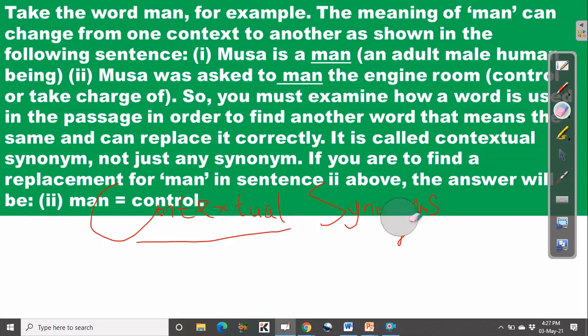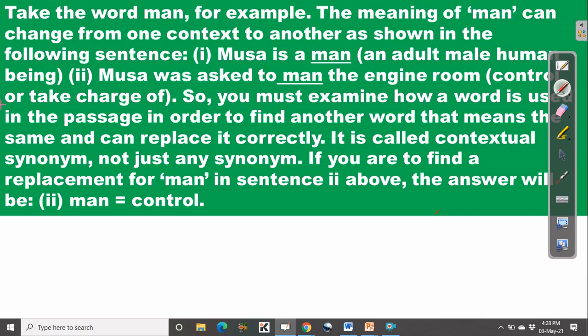Now, let's wipe these marks and we'll be able to see quite clearly. Now, take the word man, for example. The meaning of man can change from one context to another, as shown in the following sentences. Sentence 1, Musa is a man. The meaning of man in this sentence is an adult male human being. But in sentence 2, we have a different meaning of man. Musa was asked to man the engine room. So the meaning of man changes from being a person to an action.